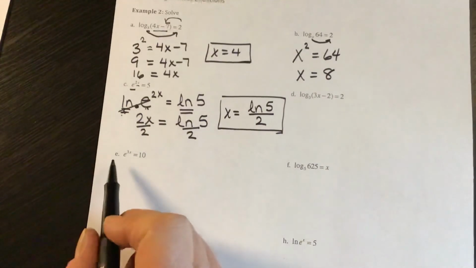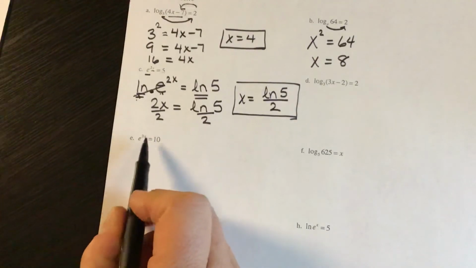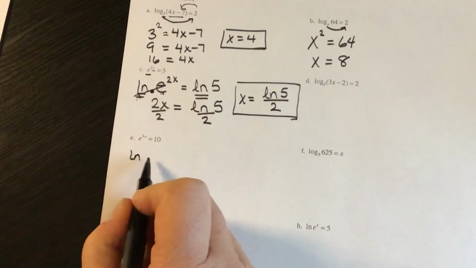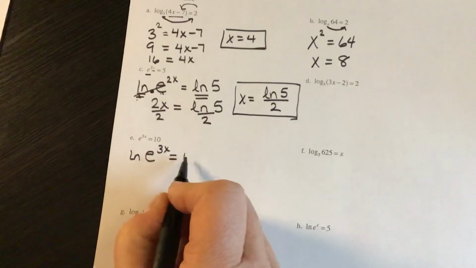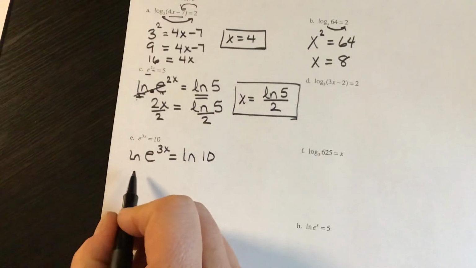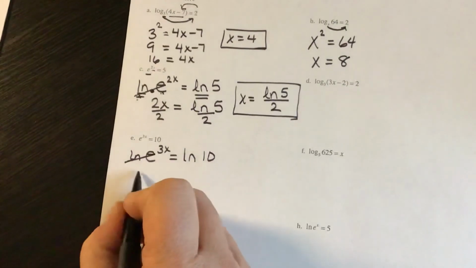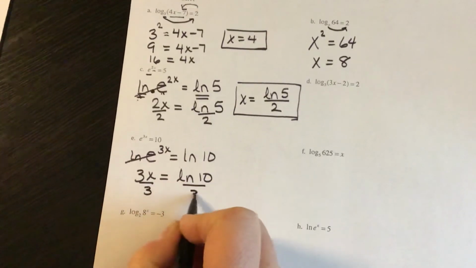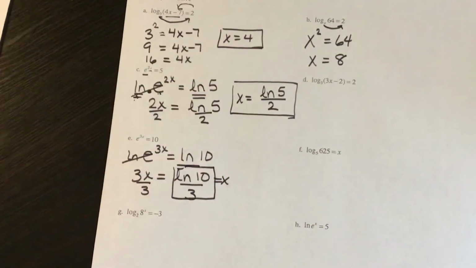Okay, there's another one below it on part E. To get my variable out of the exponent, I'm going to do the ln, the natural log, on both sides. So my ln and my e cancel out. I have 3x equals ln of 10, divide by 3, and x equals ln of 10 divided by 3.